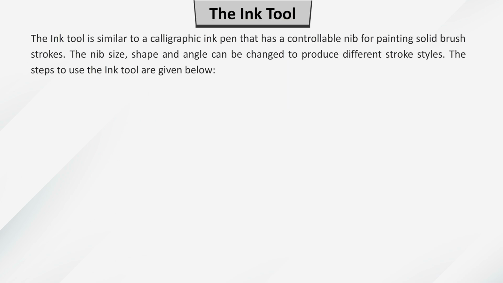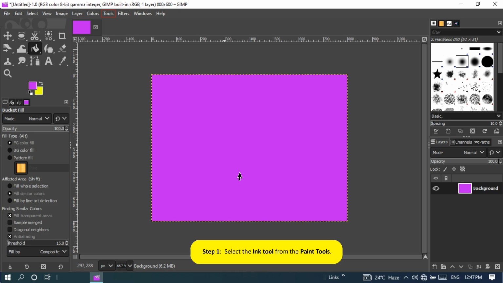The ink tool. The ink tool is similar to a calligraphic ink pen that has a controllable nib for painting solid brush strokes. The nib size, shape, and angle can be changed to produce different stroke styles. The steps to use the ink tool are given below.